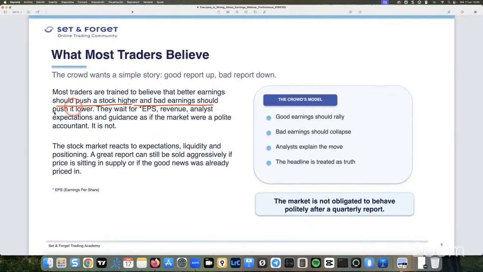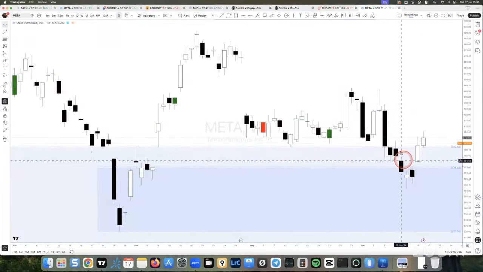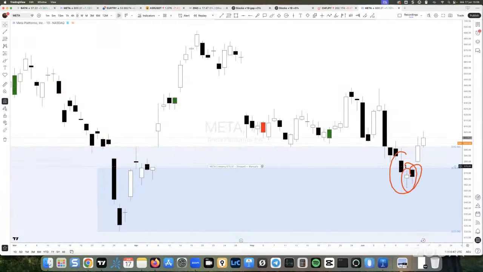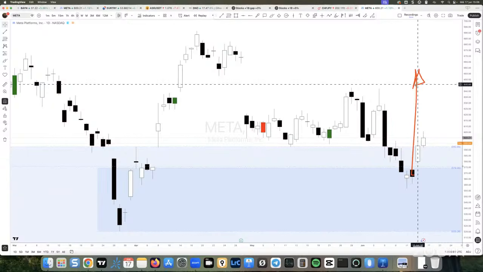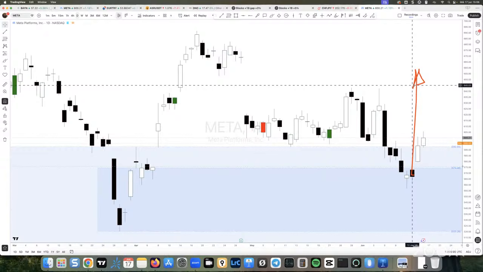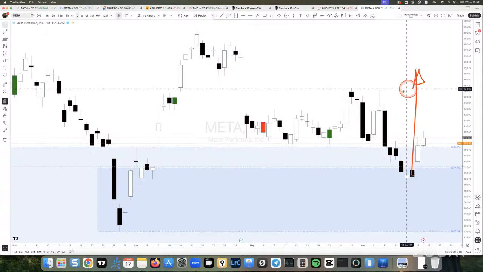Bad earnings should push it lower? No. When we have supply and demand in control, negative earnings on Meta doesn't mean it's going to drop. It usually means it's going to rally. Just the opposite. And I could show you hundreds of examples. We're going to see probably some of them while we analyze stocks.